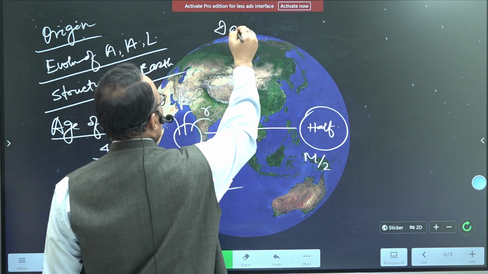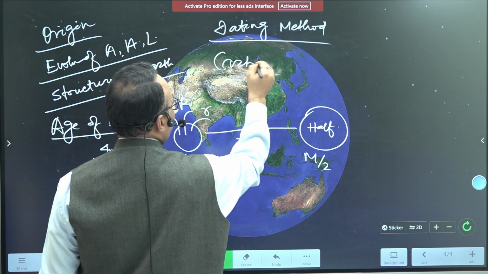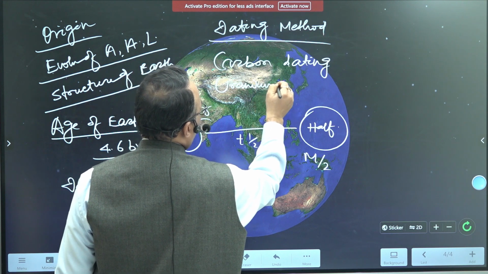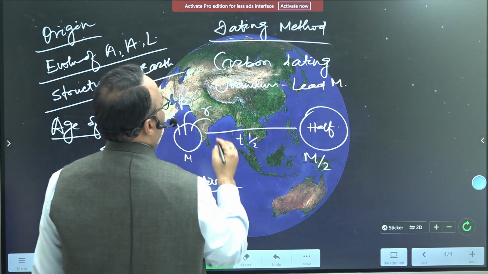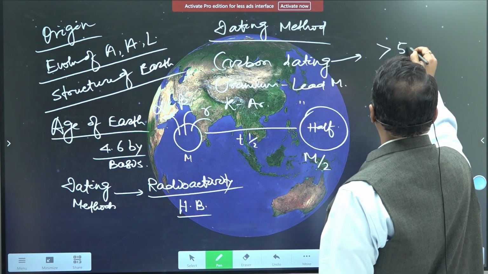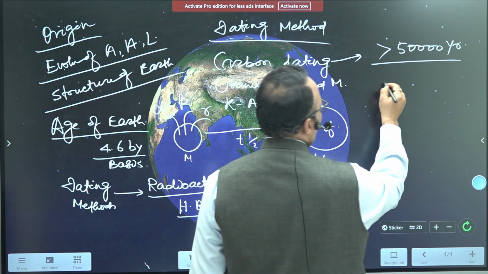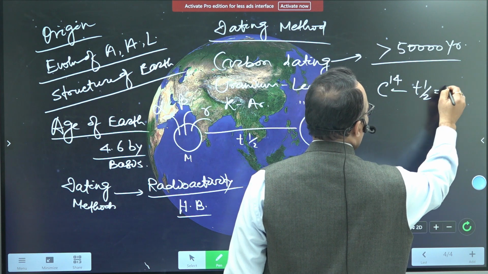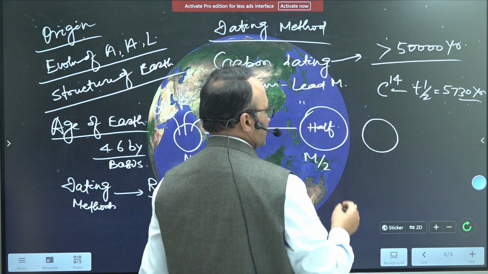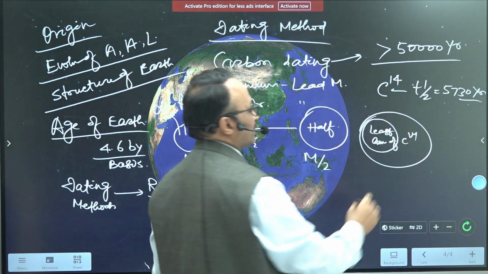So dating method, if you are interested to know, then two major methods you have to understand. The carbon dating method is there, and the uranium lead method is there. Potassium argon method is also there. So many other methods are there. But the carbon dating method is not useful for those objects which are older than 50,000 years, because its half-life is very short. C14 has a half-life of 5730 years. That's why those objects older than 50,000 years have the least amount of C14. That's why you cannot correlate beyond that.